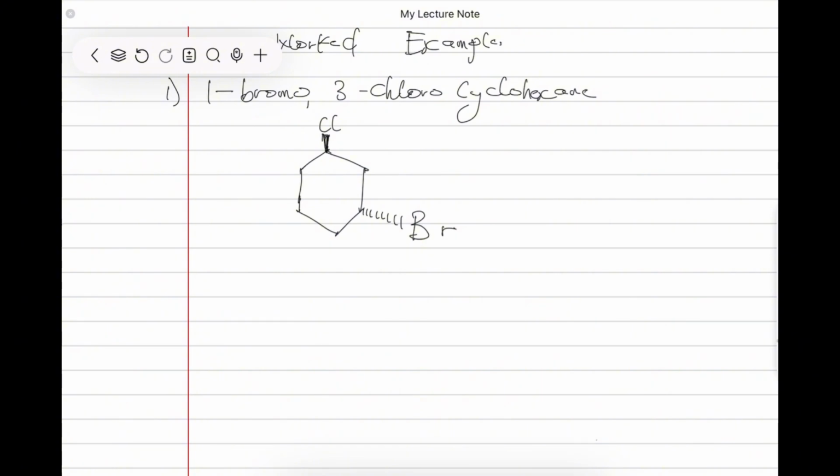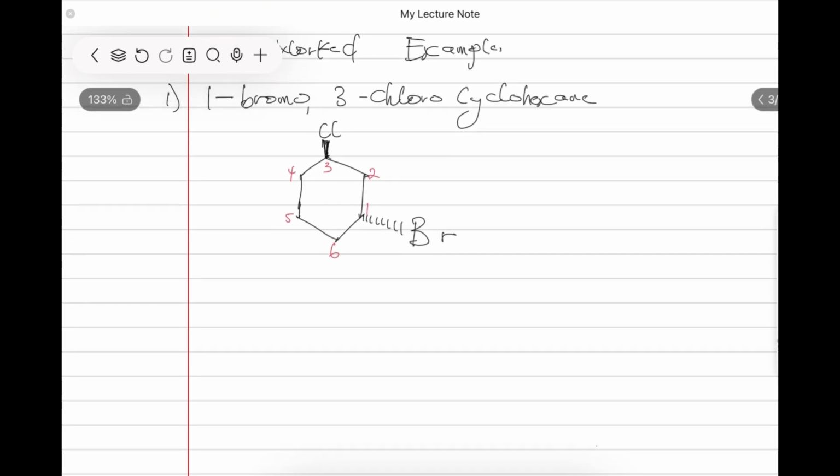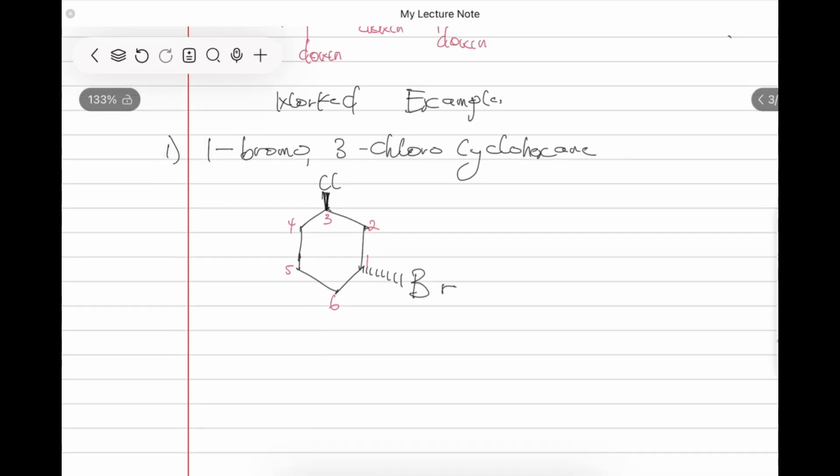We can start our numbering by numbering this position 1, 2, 3, 4, 5, and 6. So we have succeeded in drawing the structure of 1-bromo-3-chlorocyclohexane. The next step we are going to take is how to represent this molecule in a chair conformation. Before we proceed, we are going to explain further the meaning of the wedge bond and the dash bond and where you can actually place them in a chair conformation.